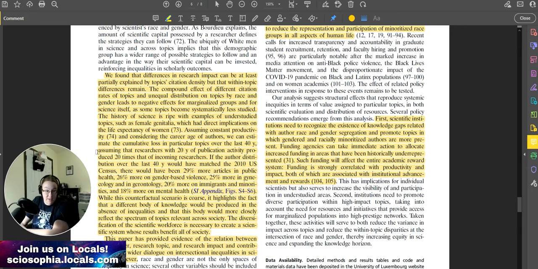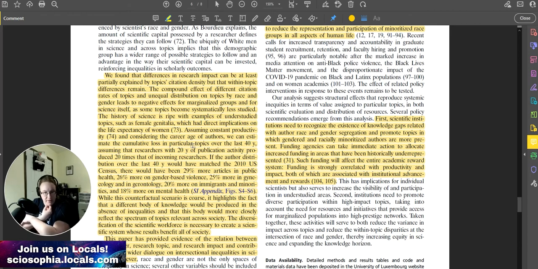Assuming constant productivity and considering the career age of authors, we can estimate the cumulative loss in particular topics over the last 40 years. Assuming that researchers with 20 years of publication activity produce 20 times that of incoming researchers," which is to say, well-established researchers produce more than early career researchers.